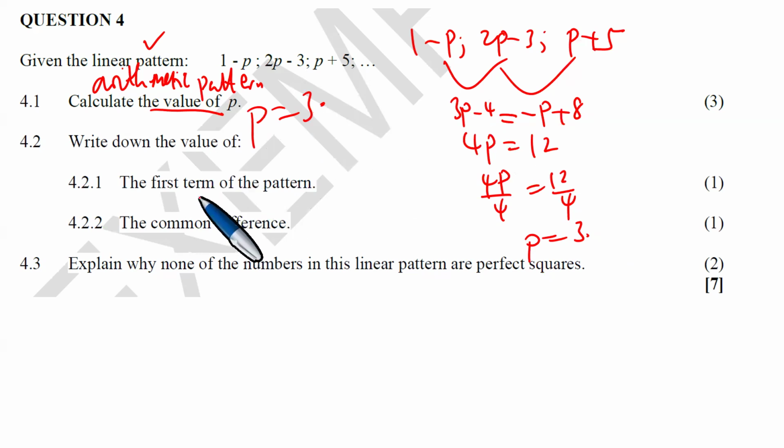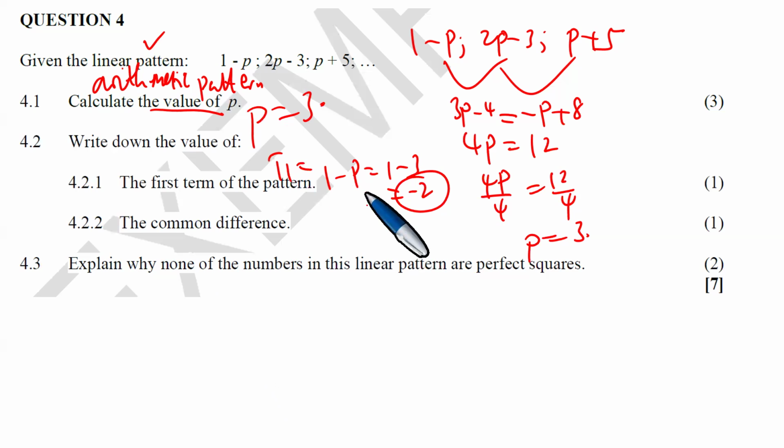Write down the value of the first term of the pattern. The value of the first term is 1 minus p, 1 minus 3, which is minus 2. That is the first term. And this first term, you can write as T subscript 1 equals minus 2. So that is something you can take note of. Okay, let's look at the next question.